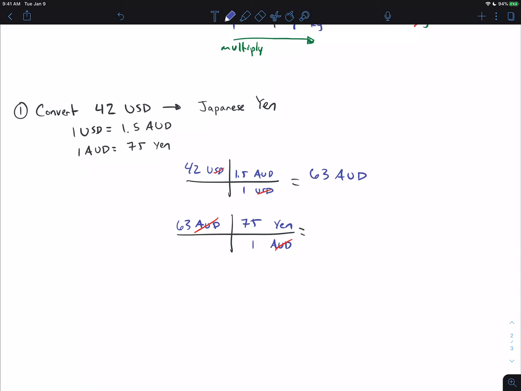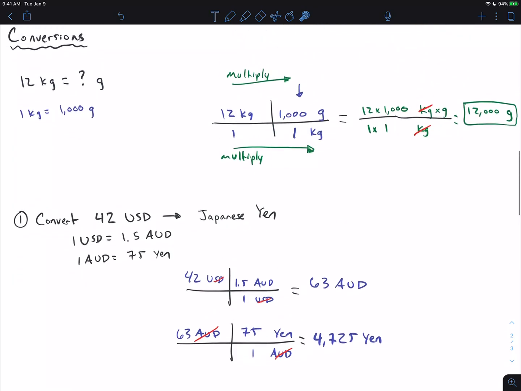Okay, so 63 times 75 should give me 4,725 yen. So now I've converted my 42 US dollars to find out that that is 4,725 yen. And that's the gist of it. This is how it works, guys.